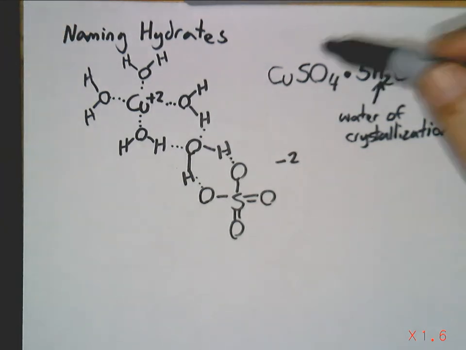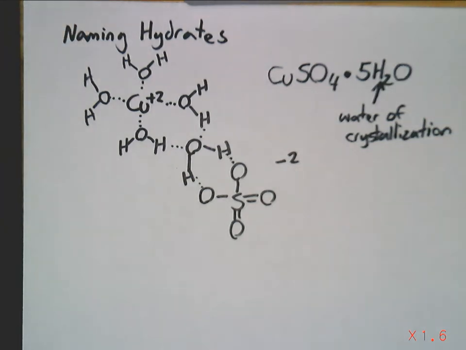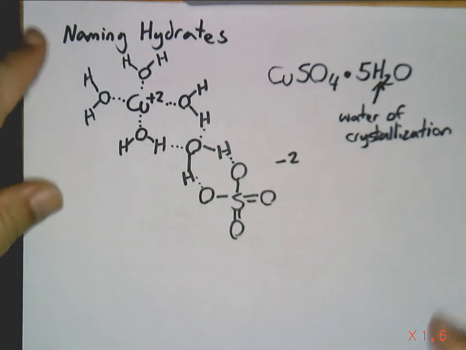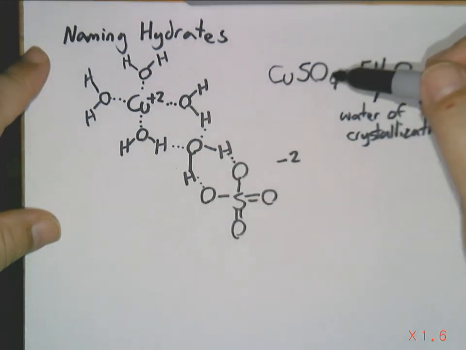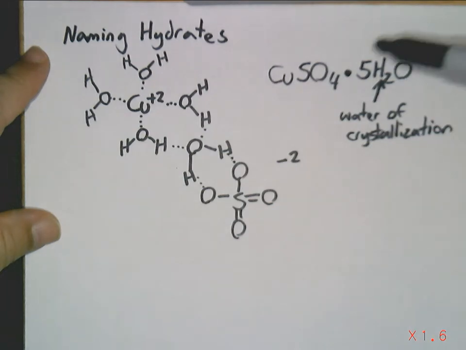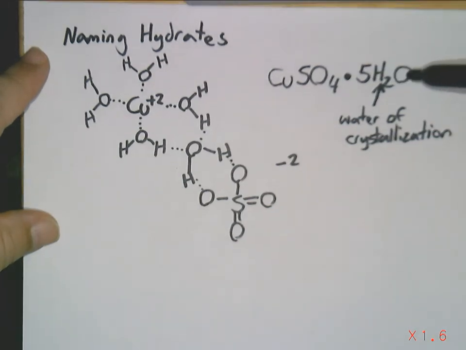So how would I name this? The common name is blue vitriol, but what would be the chemical name? We're going to name the ionic compound part just the way we always have. And this part here we're going to call the hydrate part because it's got water in it. And for this number, we are going to use those prefixes that we used for covalent compounds. For 5, it's penta, so we'll call this a pentahydrate.